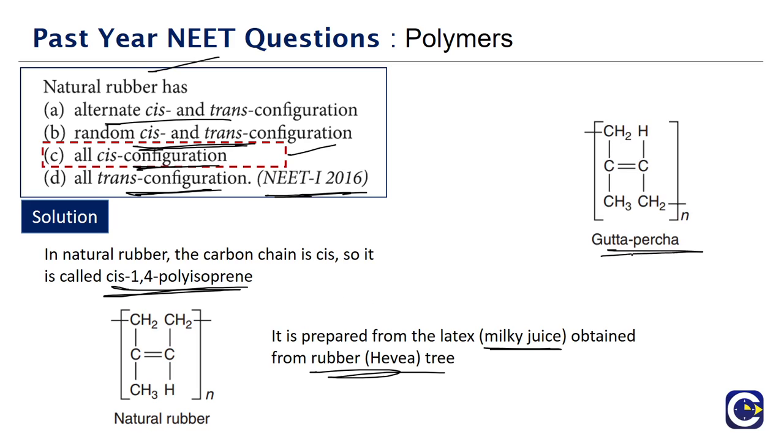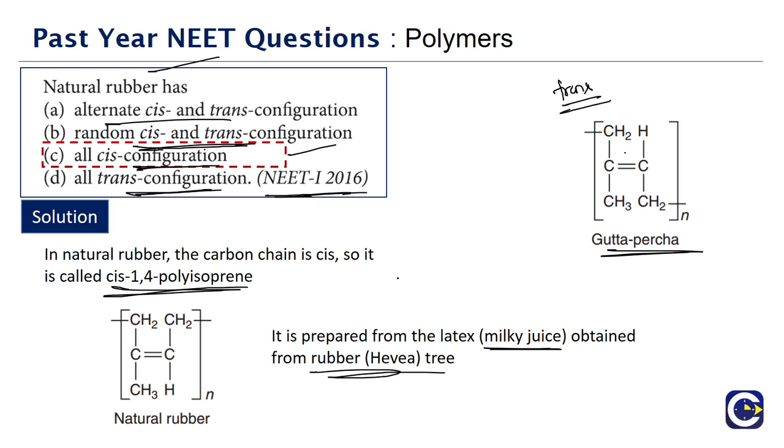We also have one more form that is obtained from gutta percha. This is important. The rubber that we obtain from gutta percha, composition wise it will be the same as natural rubber, but it will be the trans variety. The chemical composition will be the same, but it will be the trans form.